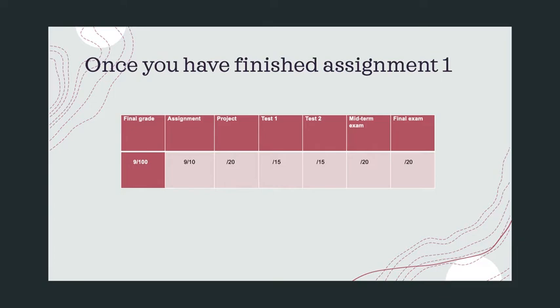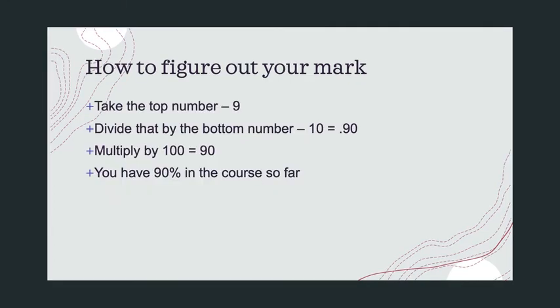Here you finished the first assignment and you got 9 out of 10. Great job! But you'll notice that the final grade says 9 out of 10, which makes it look like you only have 9% in the course. However, that is incorrect. In order to figure out what your mark is, we have to do a little math. We take the top number, which was 9, and divide it by the bottom number, which was 10, and we get 0.90. Multiply this by 100 and you get 90, and you have 90% in the course so far, which is a great way to start.